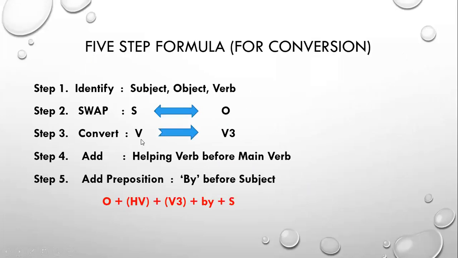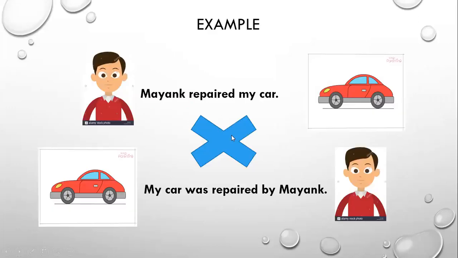Next, step 3 is convert verb into third form of verb. Like here, repaired, repair, repaired. Second form is repaired as well as third form is also repaired. So I have converted it into third form.